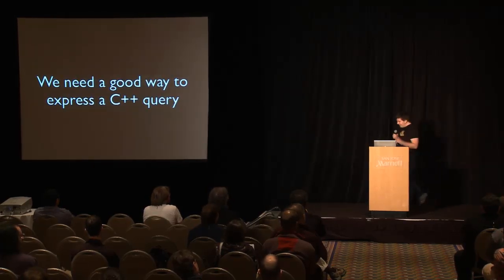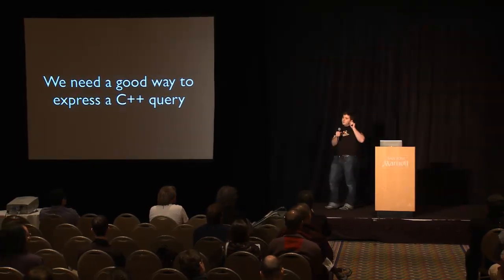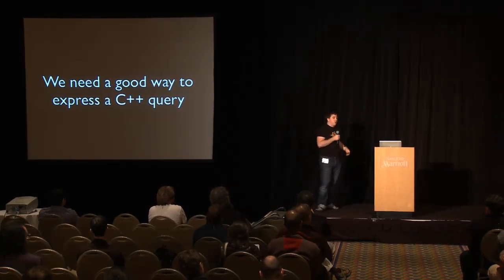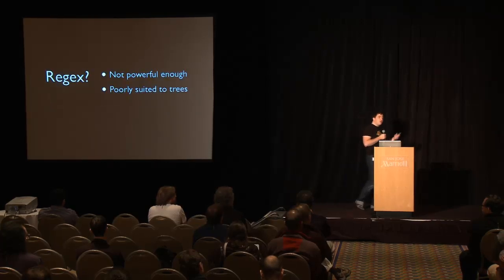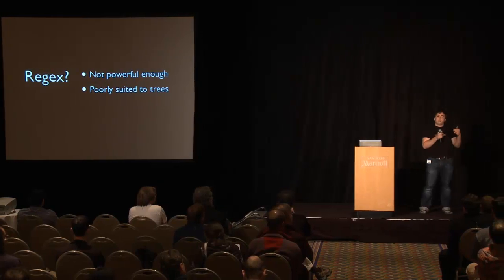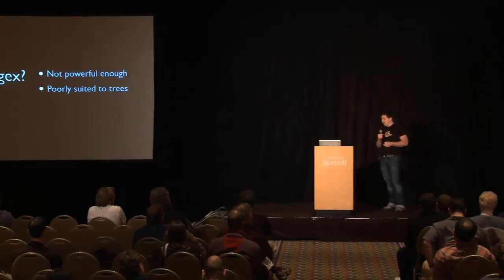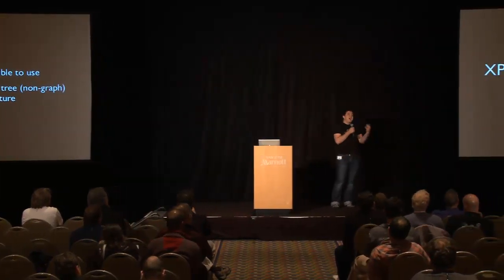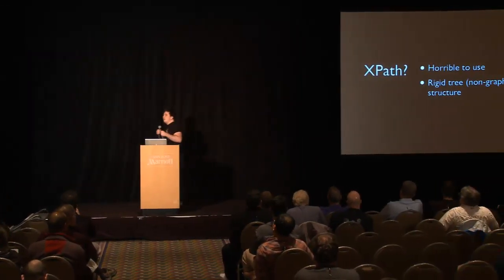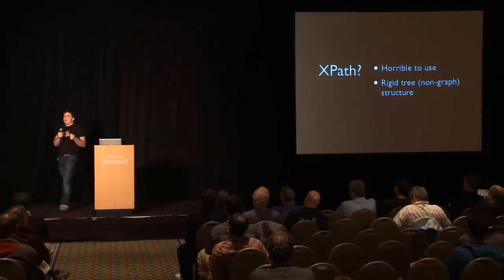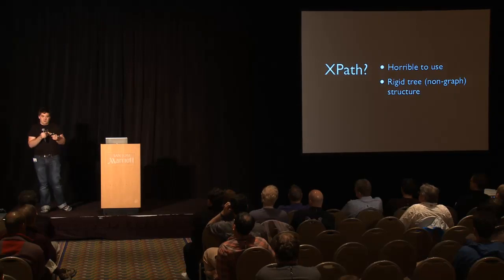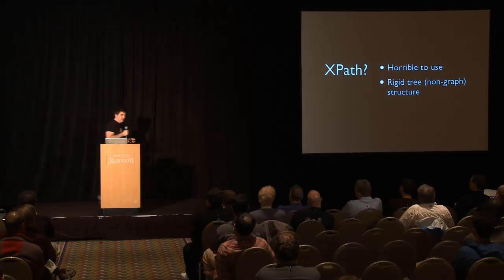Okay. So we need a good way and an easy way to express C++ queries using Clang for developers to actually use. We know that regular expressions aren't enough, right? They aren't powerful enough. They don't work over trees. There's no realistic way to map them into a proper C++ query. Some people have looked at using something like XPath, right? Because XPath was at least designed to do structural queries. But it's designed to do structural queries over XML. It's designed to do it over a tree data structure. And it's also kind of horrible to use, just a little horrible to use.